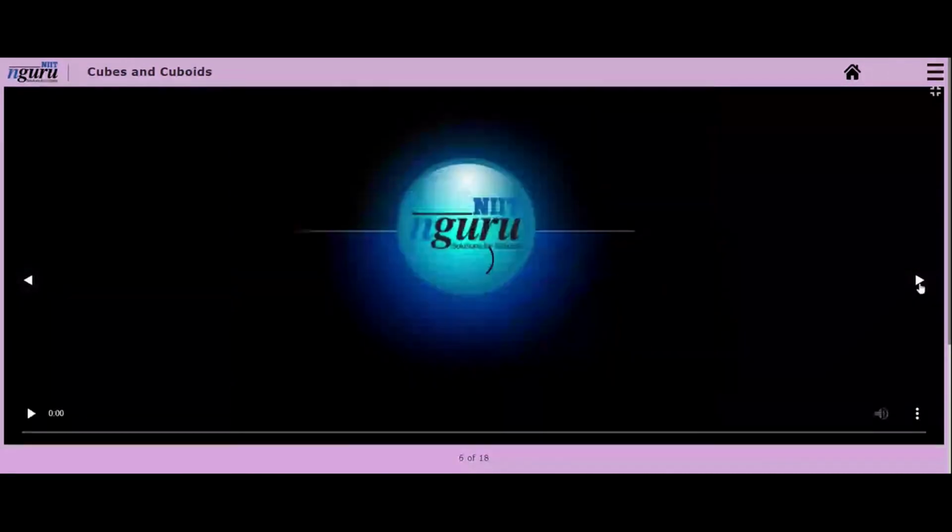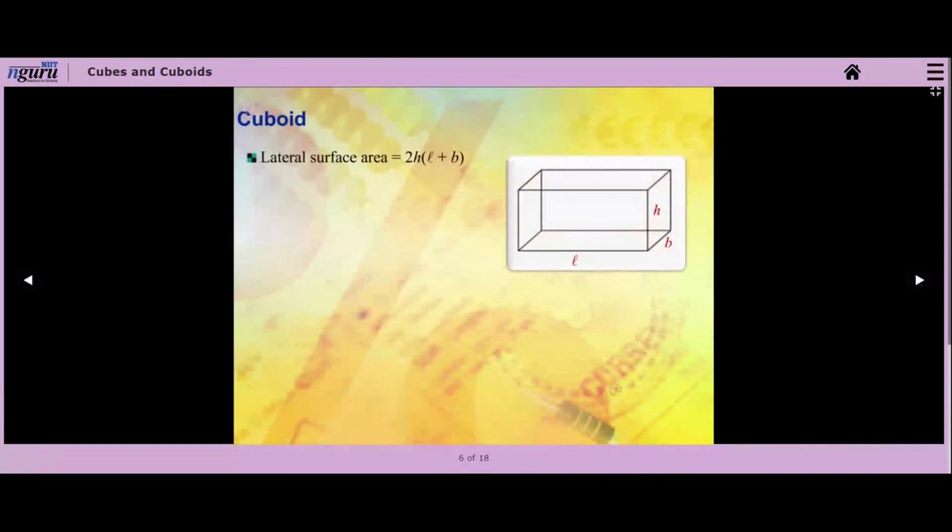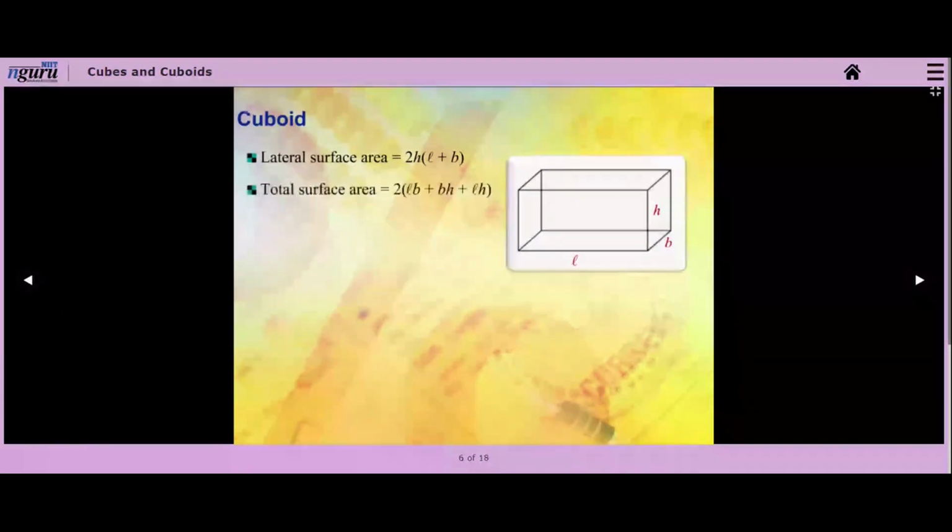If L is the length, B is the breadth, and H is the height of a cuboid, then the lateral surface area of the cuboid is 2H into L plus B, and the total surface area of the cuboid is twice the sum of LB, BH, and LH. Surface area is measured in square units. The volume of the cuboid is the product of L, B, and H. Volume is measured in cubic units.